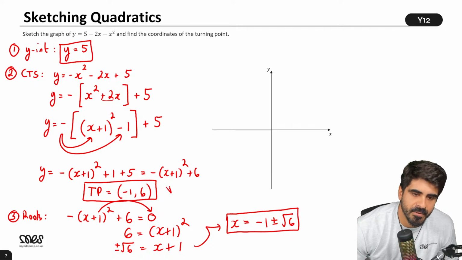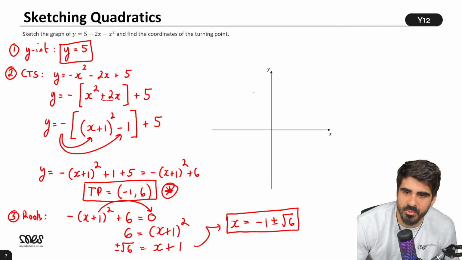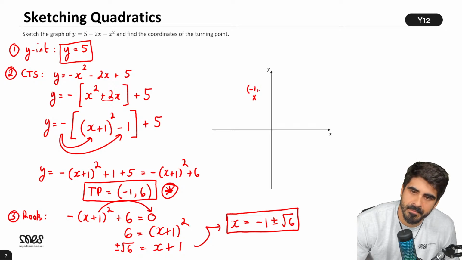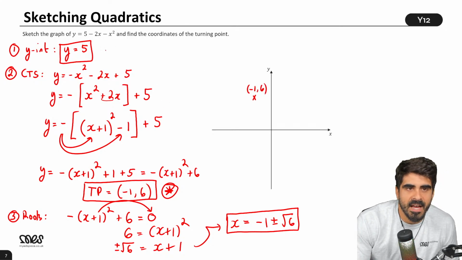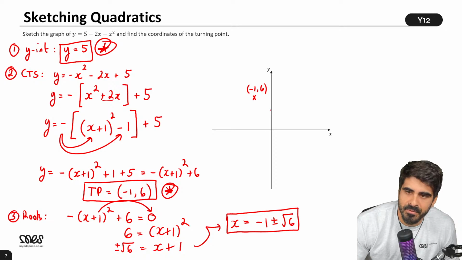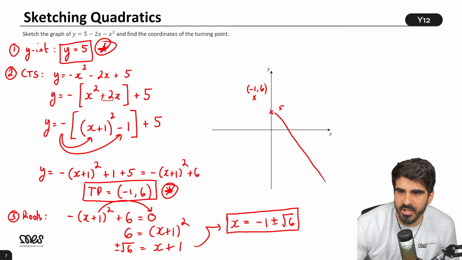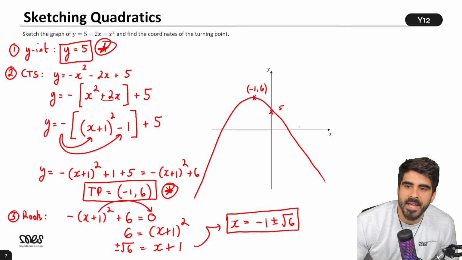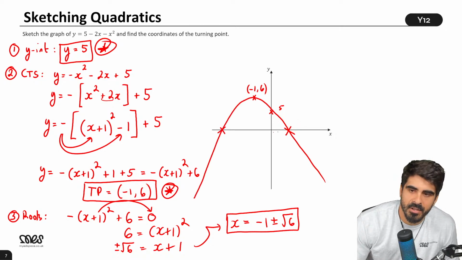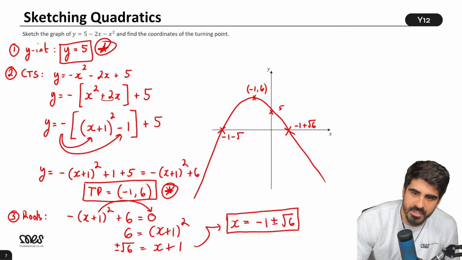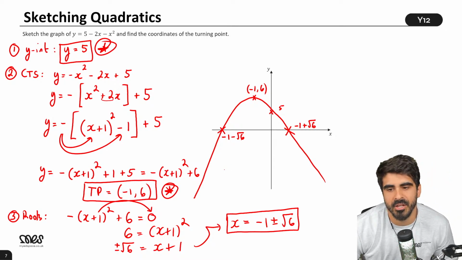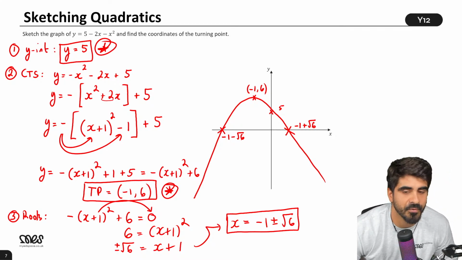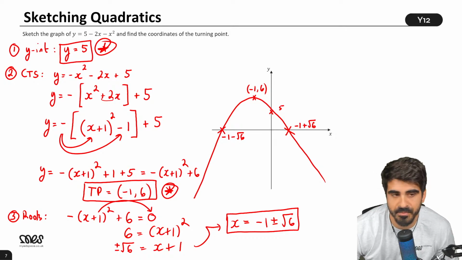So let's do the turning point first. So you have minus 1, 6, which might be like here, right? Then we have the y-intercept at 5. And that is it. That's all you need. So just draw your quadratic through these. And from there, you can see where it crosses, right? It's obvious which one's going to be the positive one. This is going to be minus 1 plus root 6. And this is going to be your minus 1 minus root 6. And that's it. You don't need to type anything in the calculator here. It's just obvious from when you sketch the graph.